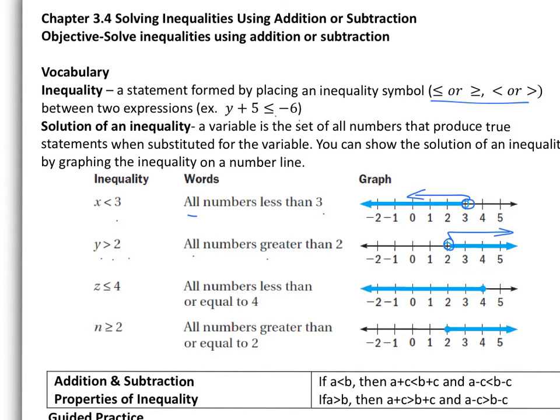Z less than or equal to 4 in words means all numbers less than or equal to 4. So we will have a solid dot and an arrow pointing to the left. And for n greater than or equal to 2, in words, that would be all numbers greater than or equal to 2. So we will also have a solid dot with an arrow pointing to the right.